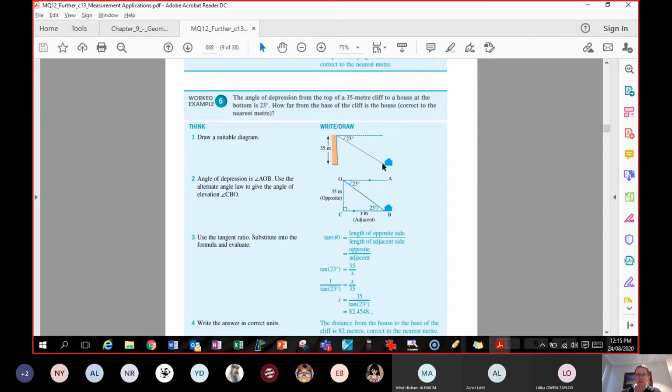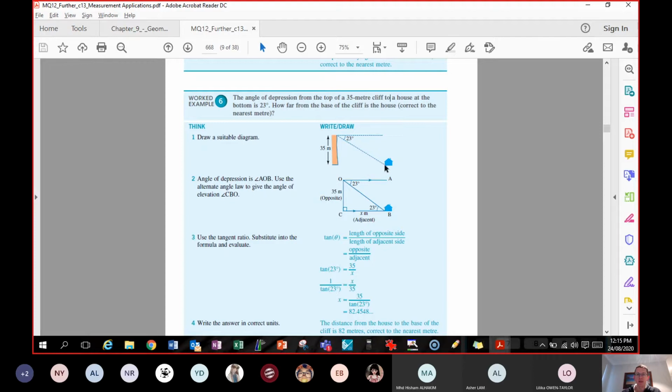This is the base of the cliff. If I said how far is the house to the top of the cliff, it would be this line. So now you've got this triangle here, and you want to find that distance there. Well, that's 23. You could figure out the other angle in here, which is going to be 77. No, that's not right. Sorry, 67, I should say, because it adds up to 90. Or you can use this angle in here, which is going to be 23.